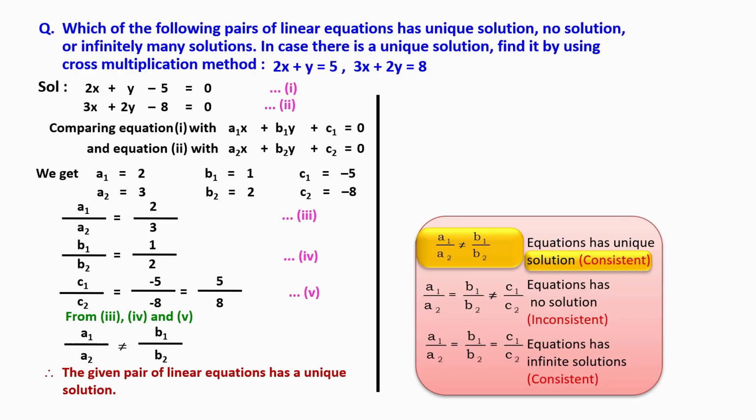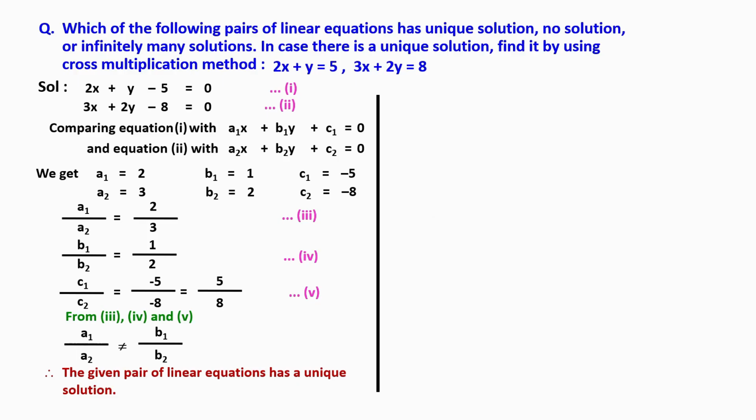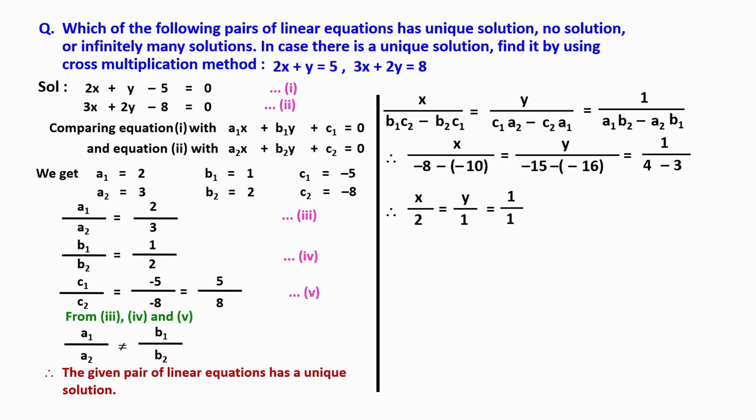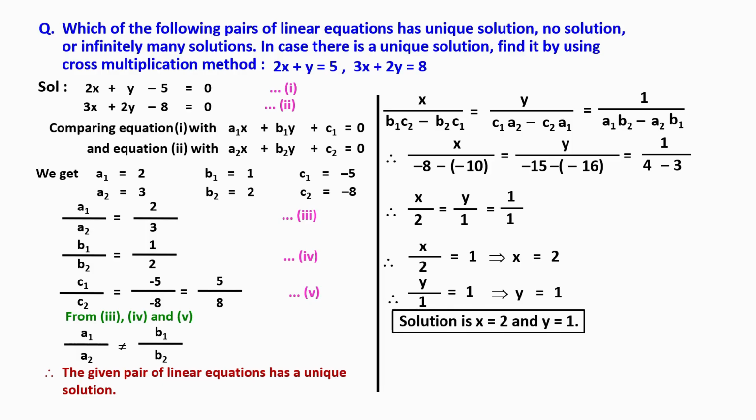Now, we apply the cross multiplication method. After simplifying, we get x divided by 2 equals 1 and y divided by 1 equals 1. So, x equals 2 and y equals 1. Therefore, the given pair of linear equations is consistent with a unique solution, and the solution is x equals 2 and y equals 1.